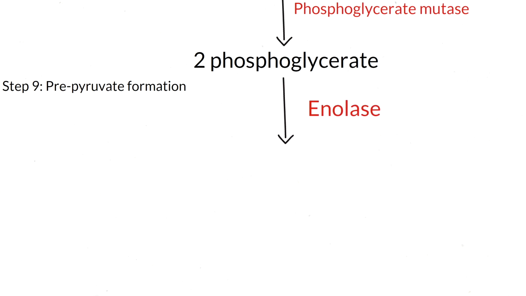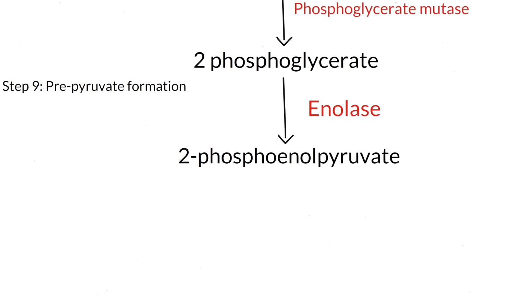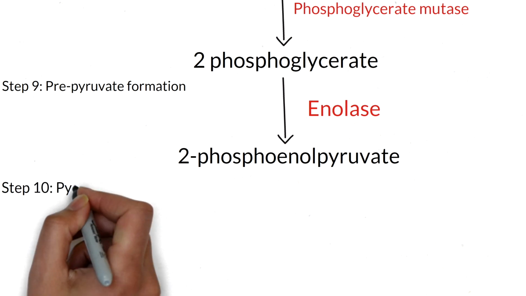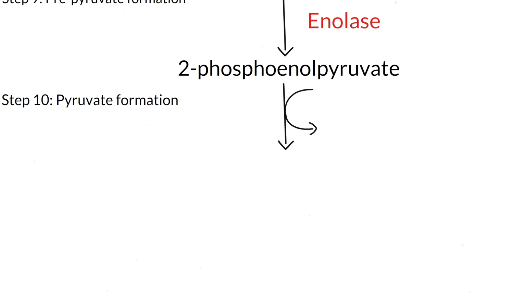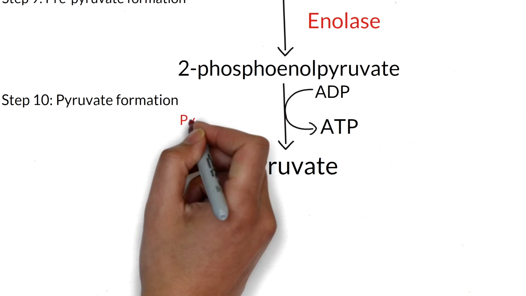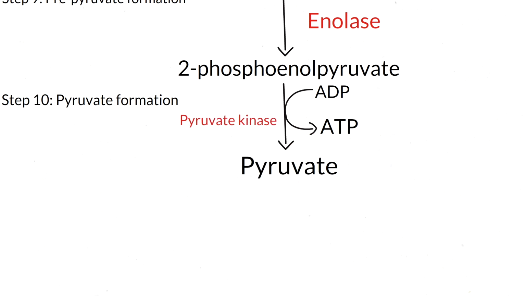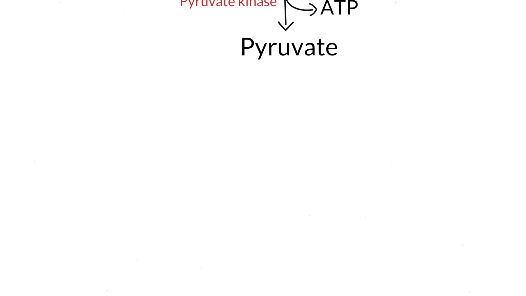This occurs through the catalysis of enolase and produces 2-phosphoenol pyruvate. Finally, the last step of glycolysis forms pyruvate and ATP. Here, ADP will strip off the phosphate from 2-phosphoenol pyruvate and will form ATP and pyruvate. This reaction will occur through the catalysis of pyruvate kinase. Remember, every product seen so far is doubled, as the process was initiated with 2 molecules of glyceraldehyde 3-phosphate.